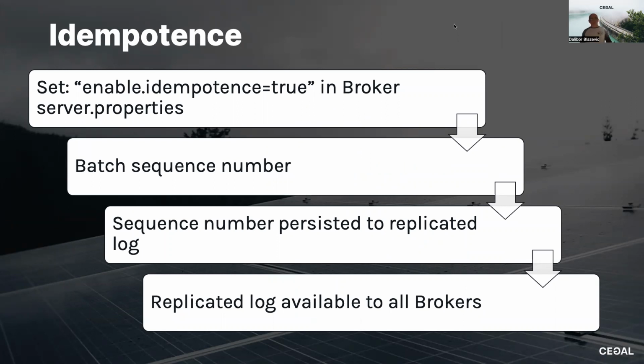the broker. What this effectively does is add an additional piece of information with every batch of messages that's going to be sent to a broker, and that is a batch sequence number. So the sequence number is persisted to the replica log, and this replica log is available to all brokers. So all brokers will know when the same batch is attempted to be sent twice, and this batch is going to be discarded, thus not going to be written to a topic.